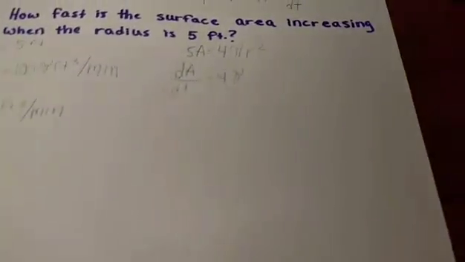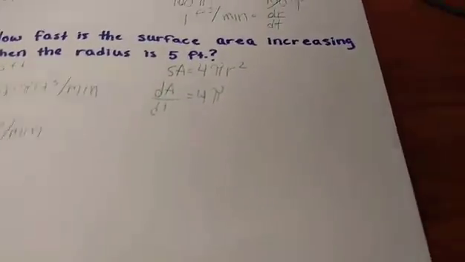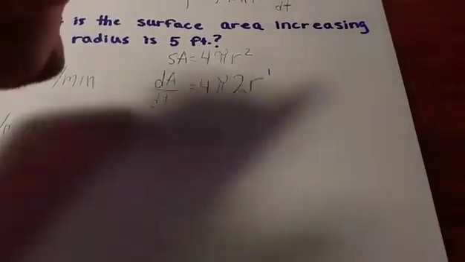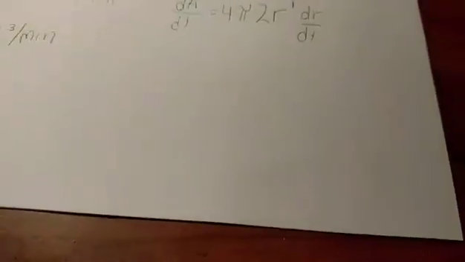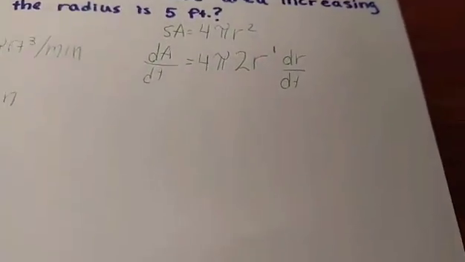We're going to do dA over dt, which is what we don't know, equals 4 pi because these are constants. And then we're going to do 2r, and that's technically to the first power. I just don't usually write it, but just so you could see what I did. R to the first power, you bring the 2 down, reduce the exponent by 1, and then we do dr dt. And that would be our new equation.